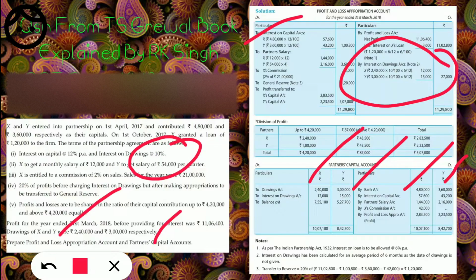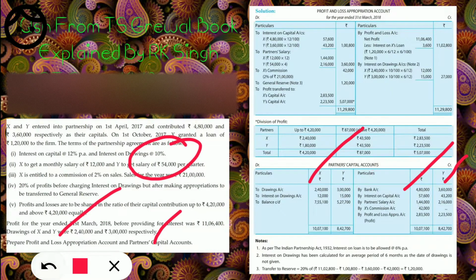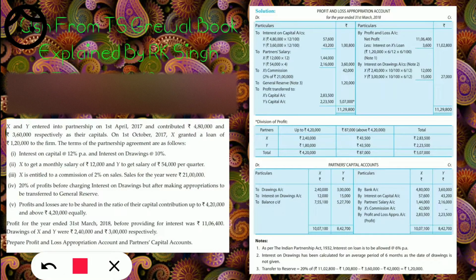You can see 2,40,000 into 10% into 6 by 12. If the date of drawing is not mentioned, then as per Partnership Act, the interest on drawing will be calculated for 6 months. Hence, we have calculated interest on drawing total 27,000, and this amount will be recorded in the debit side of partners capital account, 12,000 and 15,000.